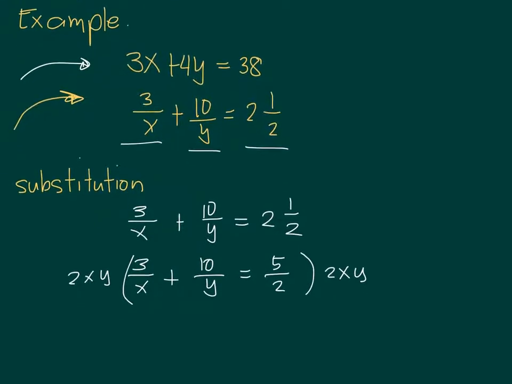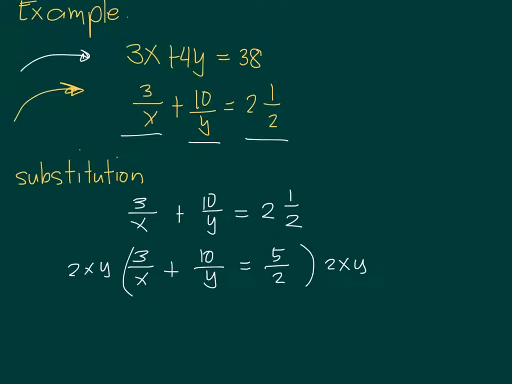So when we multiply 2xy to the first term, that is 3 over x, you should see that the x will get cancelled because of the existing x in the LCD, which is 2xy. So 3 will be multiplied to 2y after cancelling x. And then for the 10, which is over y, the y gets cancelled with the y, so 10 will be multiplied to 2x. On the other side, 2 will be cancelled with the 2, so the 5 will be multiplied to x and y.